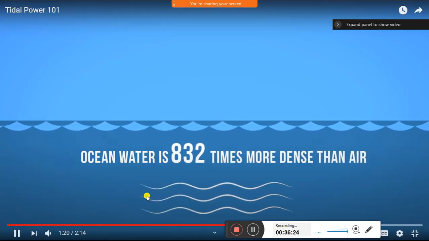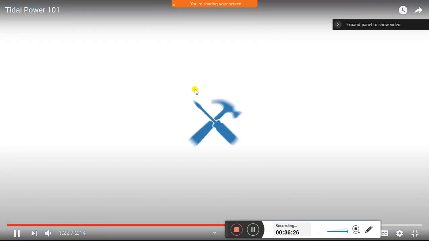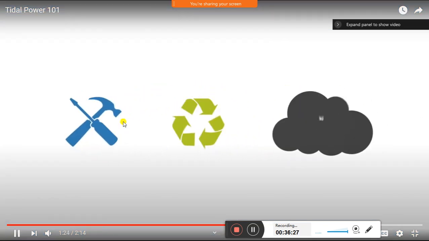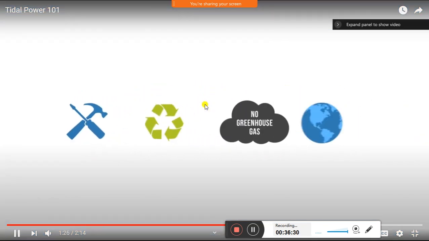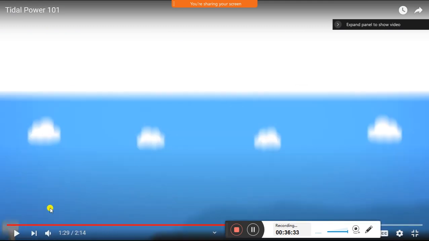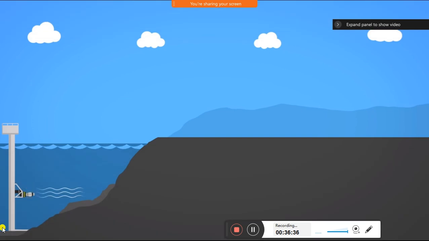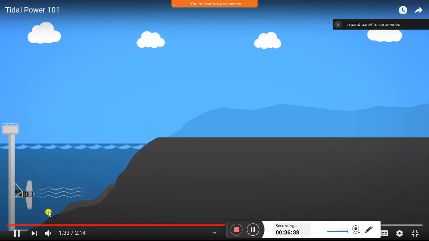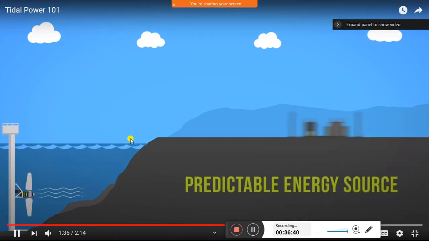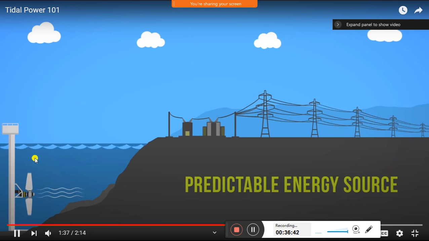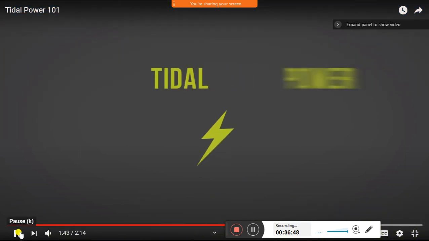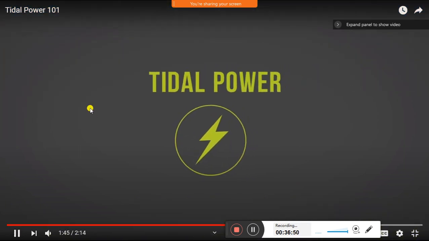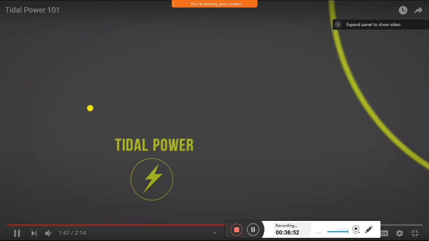Density is higher, so there is more energy compared to wind. It is easy to install. There is no combustion and no pollution, so these are some advantages. These power plants are installed, and it is a predictable energy source. We can continuously generate energy and supply it for utilization. It is a reliable energy source.